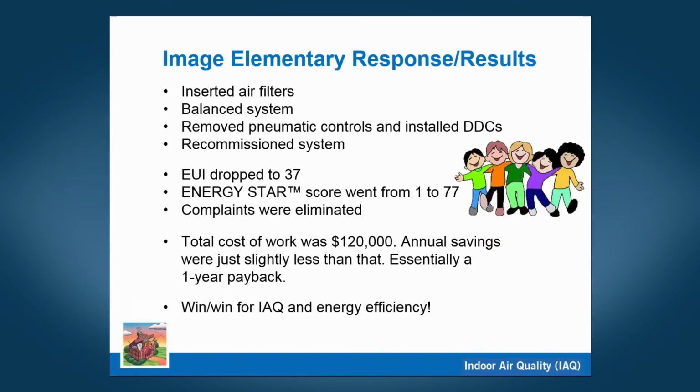So our response: we inserted air filters, and we balanced the system to make sure that the proper quantity of air was going to each space, both in the heating and cooling mode. We did remove the pneumatic controls and installed DDC controls. For us, that gives us a much better, quick opportunity to see how our buildings are doing. Are the outside air dampers opening and closing? Are we delivering a certain amount of air to each space? We can see that sitting in one place.